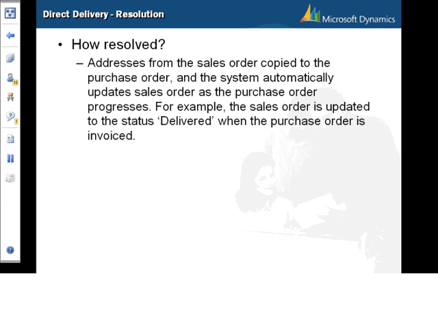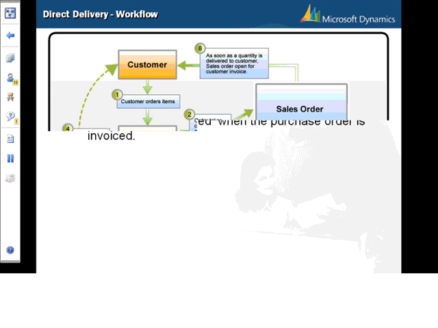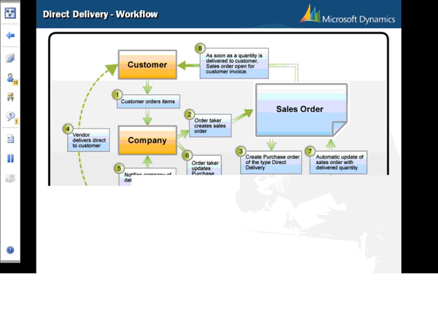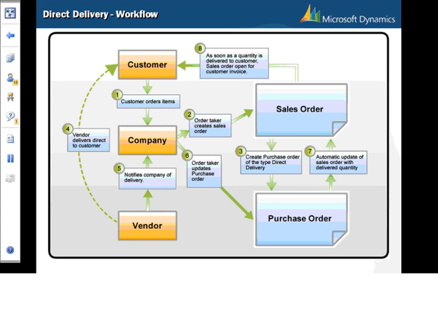So let's have a look at the direct delivery workflow. Microsoft Dynamics AX supports direct delivery to customers. With direct delivery, sales orders are delivered directly from the vendor to the customer without physically entering your company's inventory. The direct delivery functionality in Microsoft Dynamics AX has the following advantages over the traditional non-direct delivery distribution supply chain.